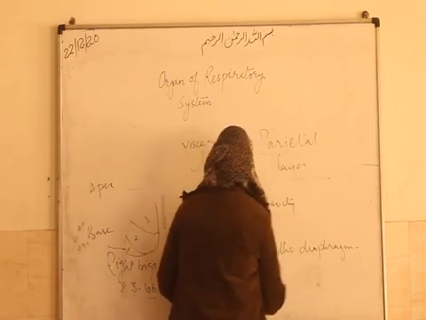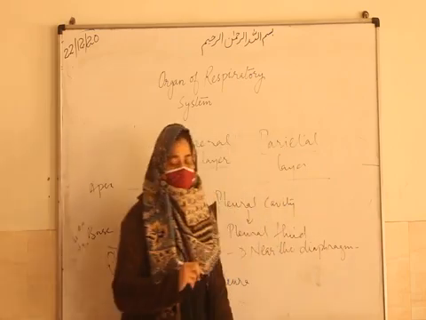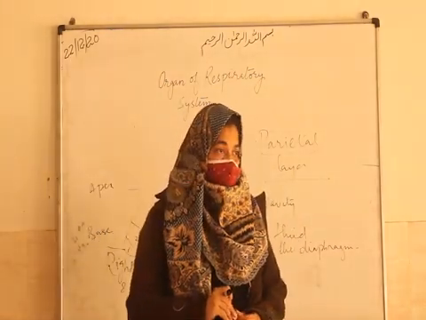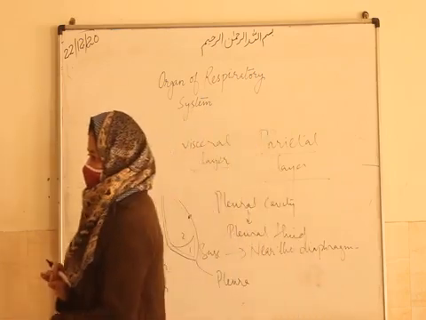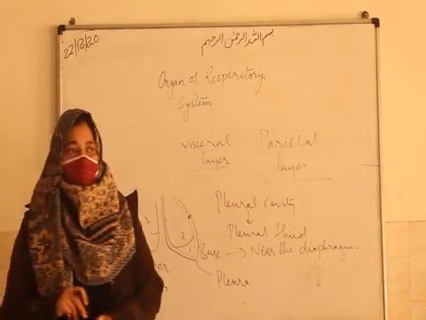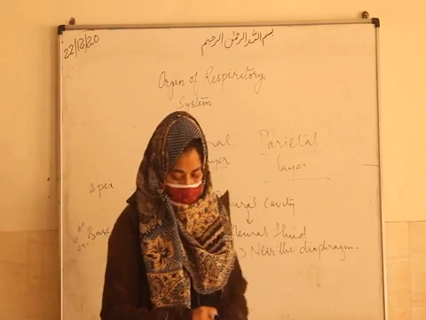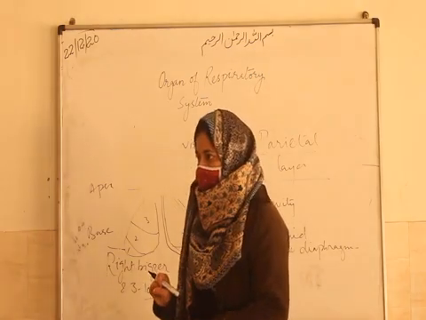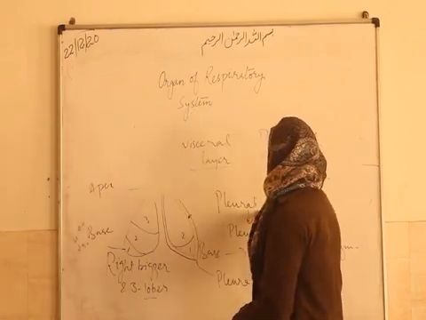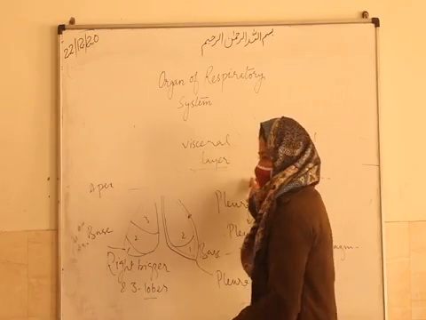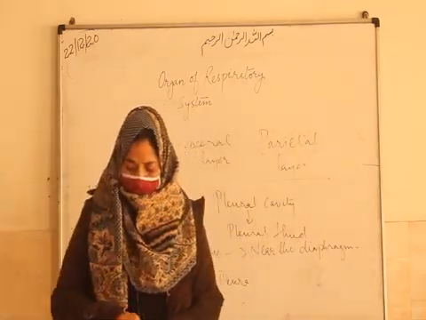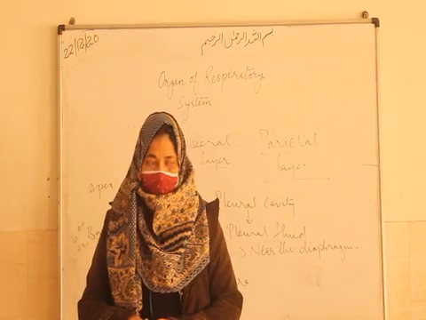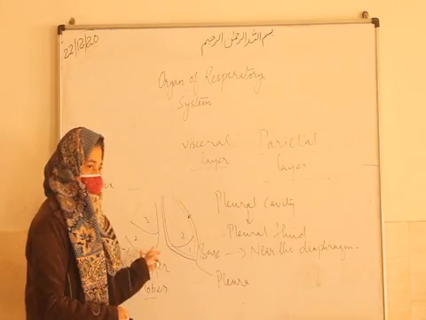Write down these things. What's the function of pleural fluid? It acts as a lubricant. It reduces friction by movement, because the lung has to continuously move, contract and relax. Pleural fluid, pleural cavity, visceral layer, parietal layer. So this is all about lungs.